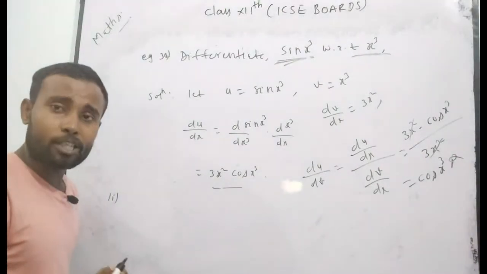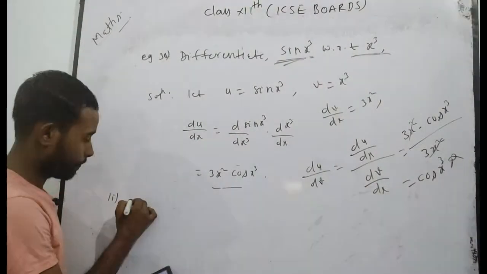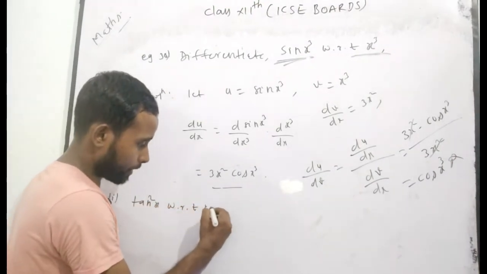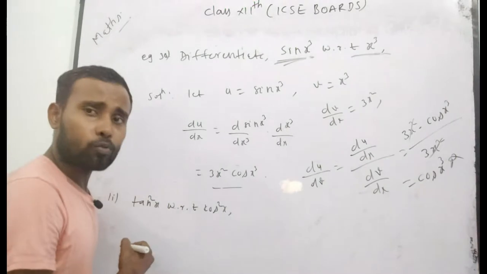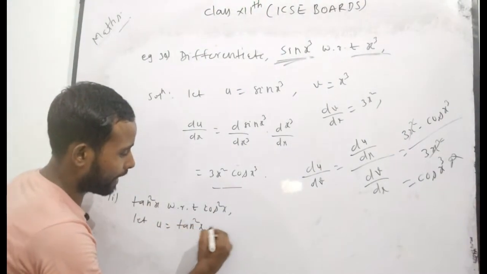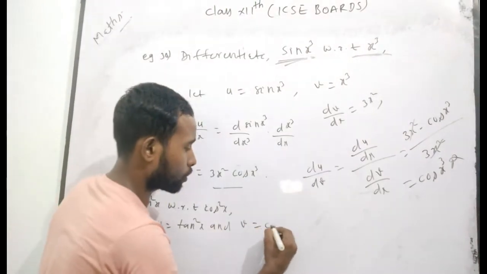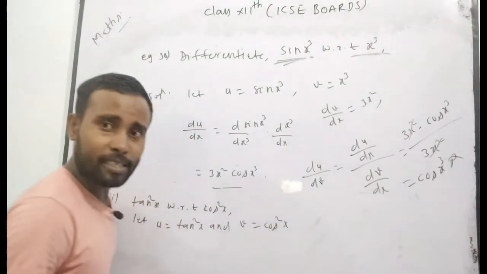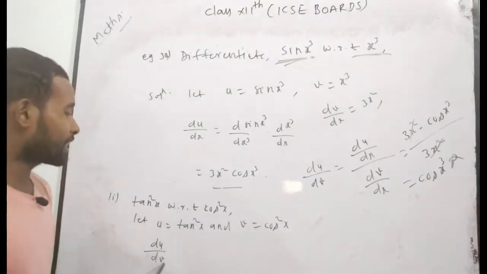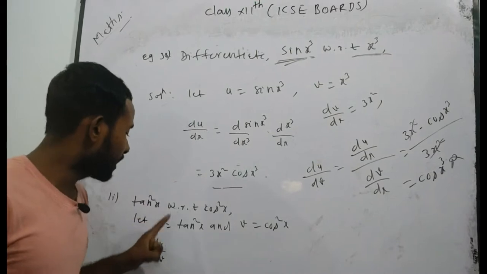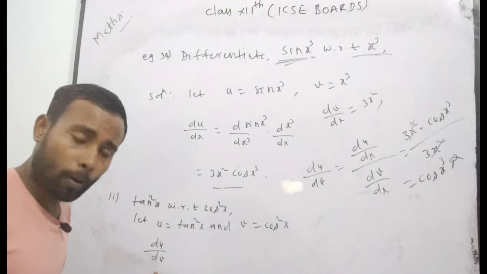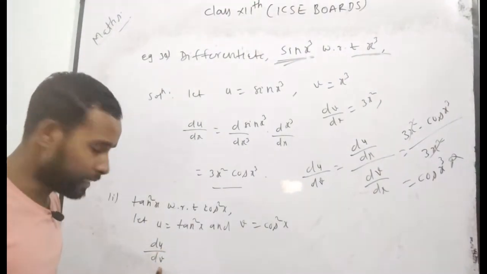Differentiate tan square x with respect to cos square x. How can you solve? Let u is equal to tan square x and v is equal to cos square x. I think you understand. Now you have to find du/dv. Why? Because in this question it has been given to differentiate tan square x with respect to cos square x, so v will be going in the denominator.